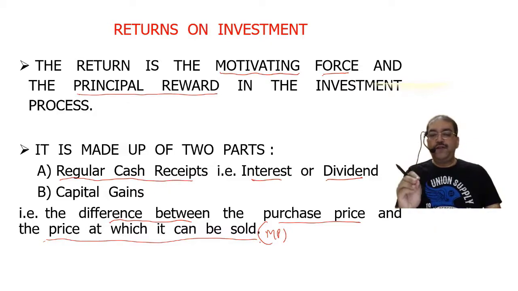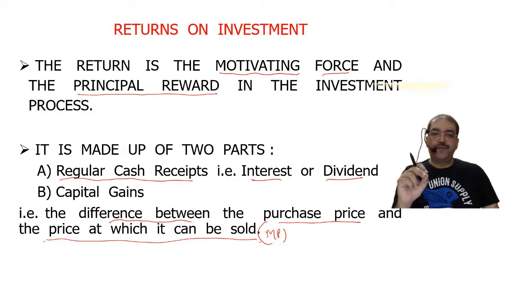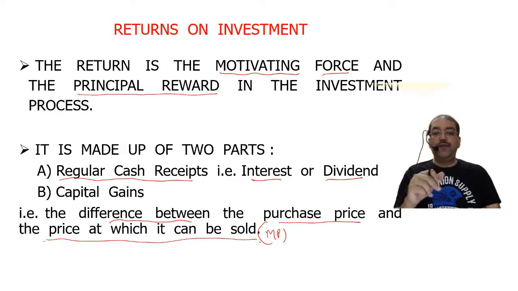Followed. So this is the amount of returns. So returns is made up of two parts. Regular payments, either interest or dividend, or the capital appreciation that takes place. Okay. Now, the two factors that we were talking about, one was risk and one was returns. Now we have seen what is returns. That returns are made up of two parts. Now let us see what is the meaning of risk.